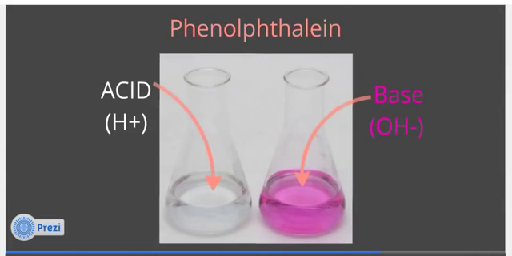Let's talk about indicators. An indicator is something that changes color in an acid or a base. Phenolphthalein is a very common indicator, and the AP exam expects that you know what phenolphthalein is and how it behaves. Phenolphthalein is clear in an acid and pink in a base.